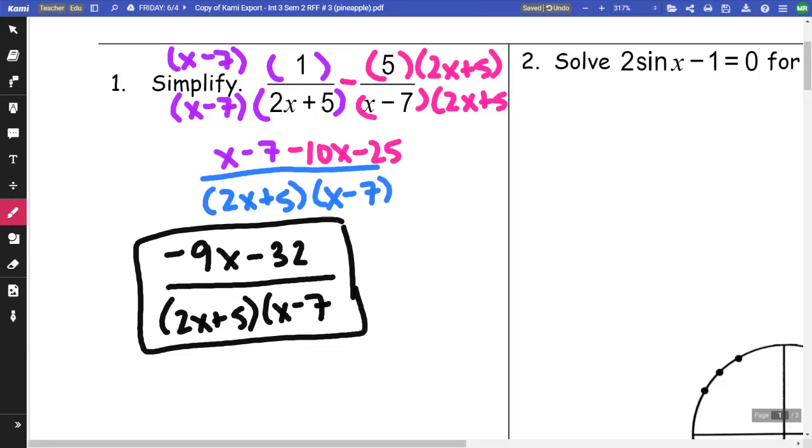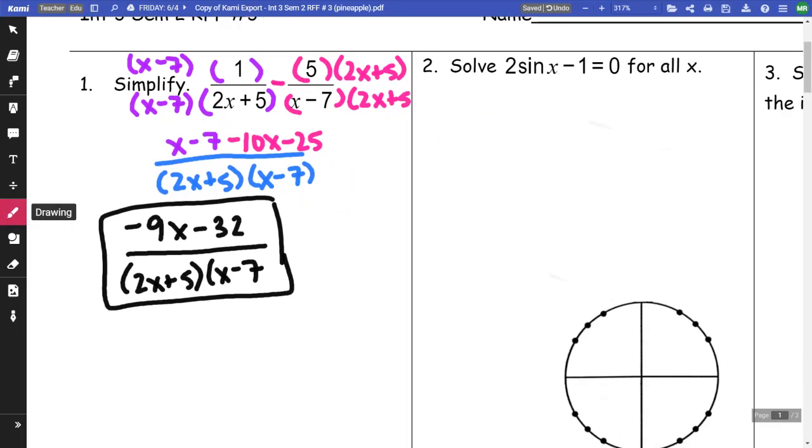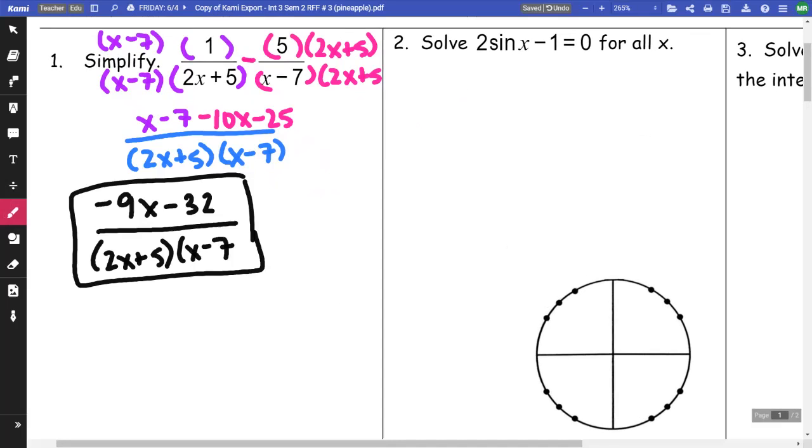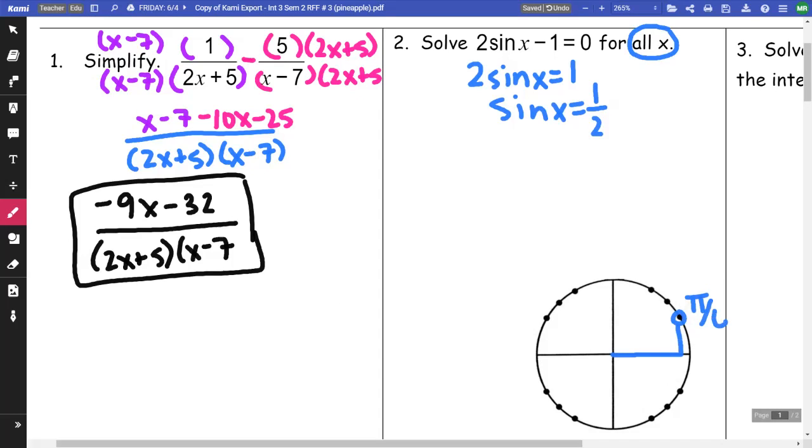On number 2, on this one, I'm trying to find for all x the solution to this. So it's going to be 2 sine x equals 1. So sine x equals 1/2. And so I need to figure out where my sine, which is my y coordinate, is going to be a 1/2. So that is going to be at long comma short, which is pi/6.